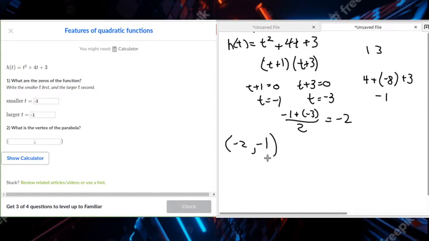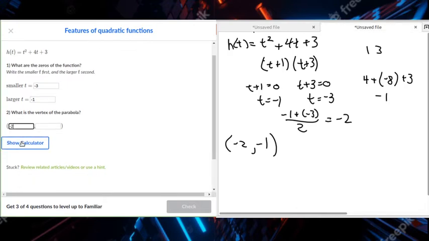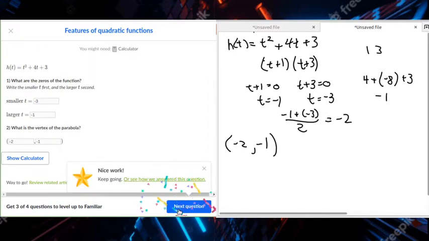So my vertex of the parabola is -2 and -1. I could have completed the square on this to get the vertex form. But we know that the x of the vertex is always halfway between the zeros, so we don't really need to do that.